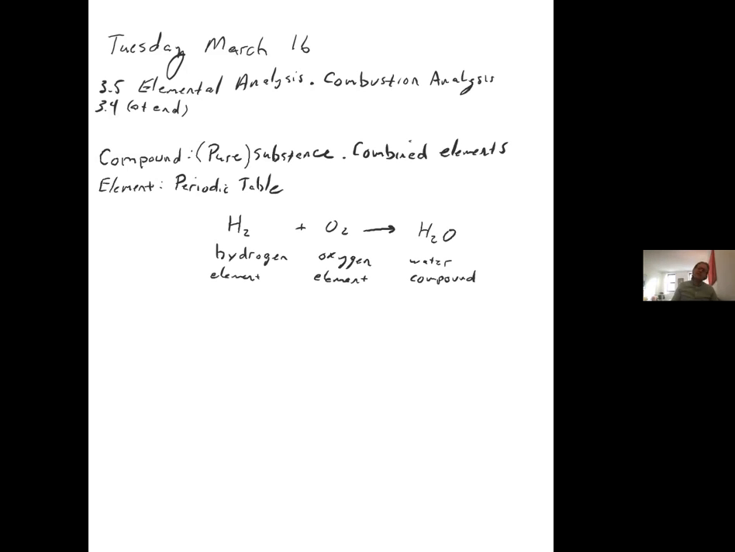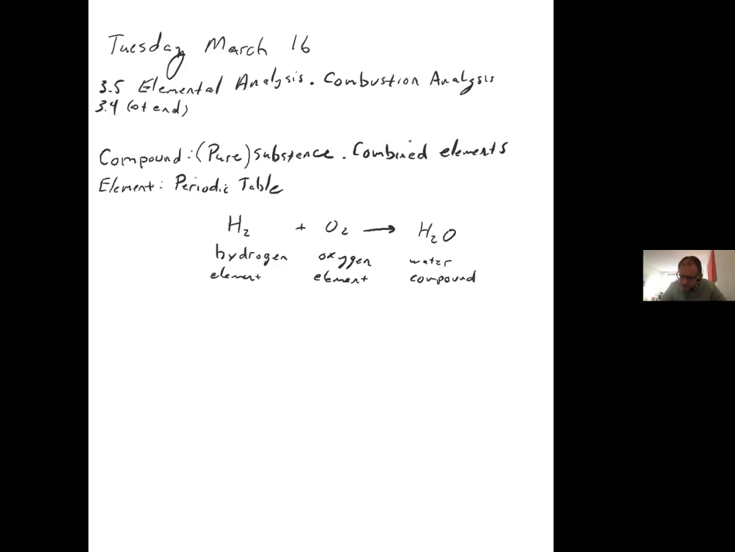And one thing that's interesting about compounds is that their behavior, their properties, are different from the elements that make them up. So hydrogen and oxygen have certain properties in terms of how they behave, but water is very, very different, even though it's made out of hydrogen and it's made out of oxygen. It's a different type of substance, so we call it a substance, all right?